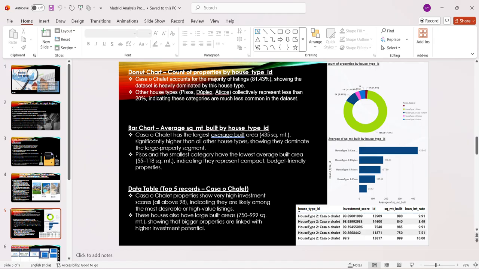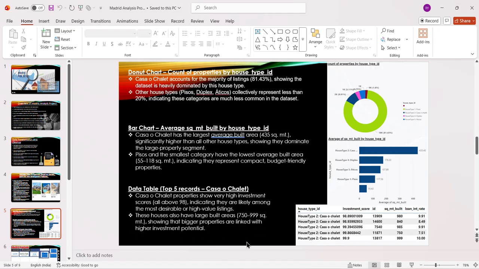Bar chart, average square meter built by house type. Casa or Chalet has the largest average built area, significantly higher than all other house types, showing they dominate the large property segment. Estudios and the smallest category have the lowest average built area, indicating they represent compact, budget-friendly properties. If we look at the top five records, these are the Casa or Chalet top records.